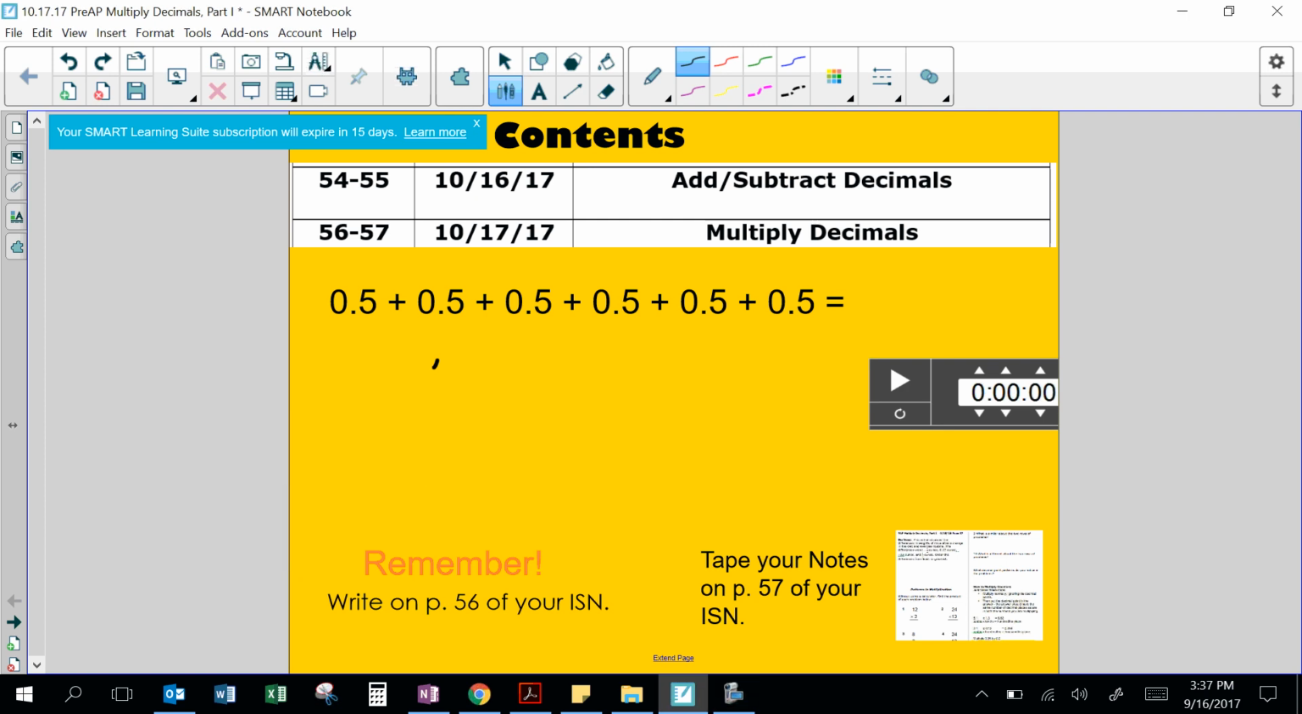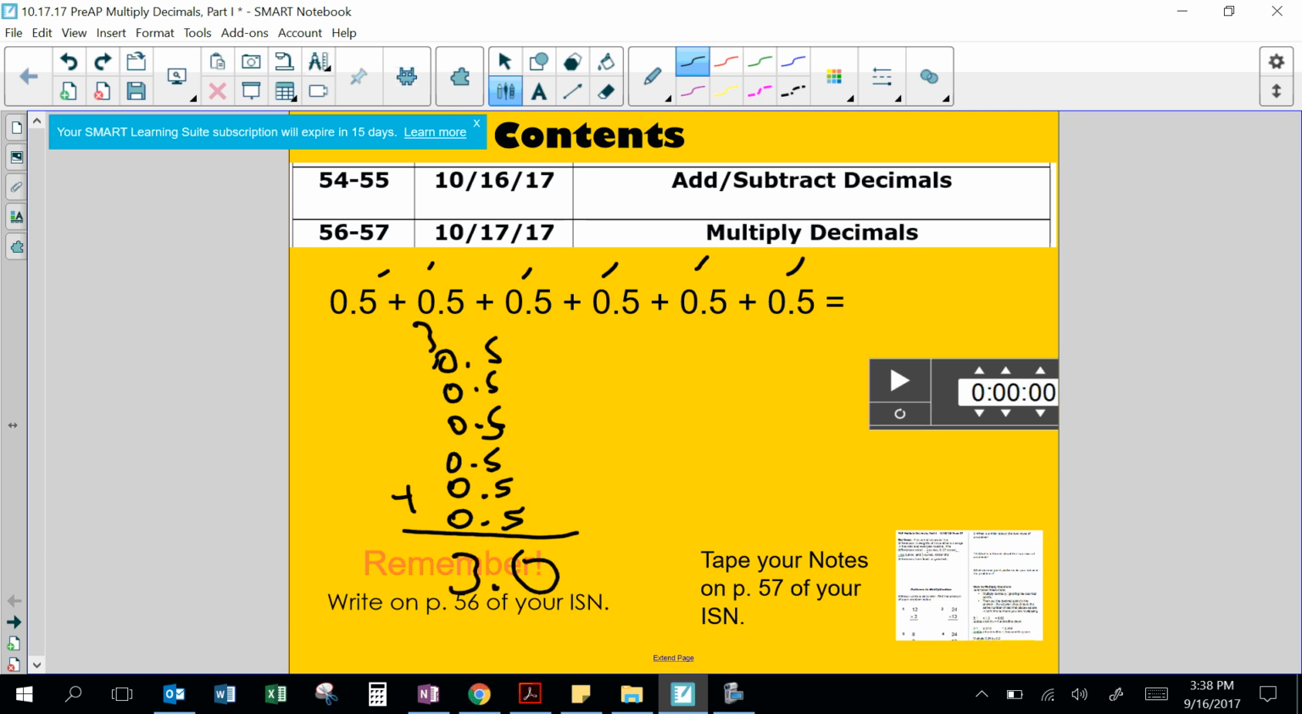Welcome. This video is over how to multiply decimals. So let's look at our number routine. In our number routine, we are going to be adding 5 tenths to 5 tenths to 5 tenths to 5 tenths to 5 tenths to 5 tenths. If you add this 6 times, 5 plus 5 plus 5 plus 5 plus 5 plus 5 is 30, carry to 3. You'll get 3 and 0 tenths are just 3 whole.